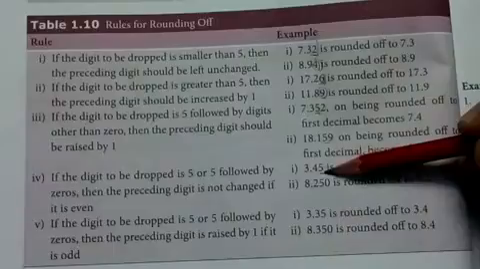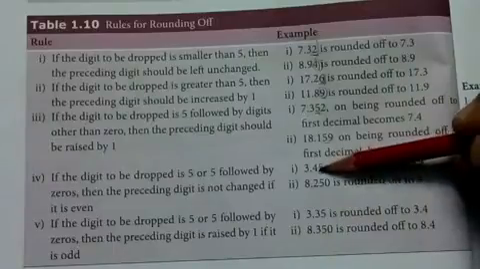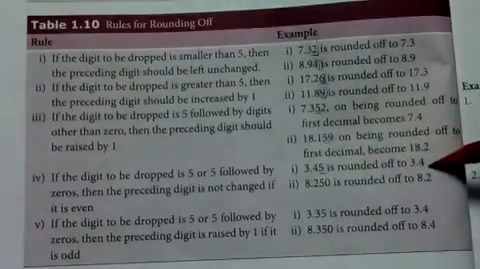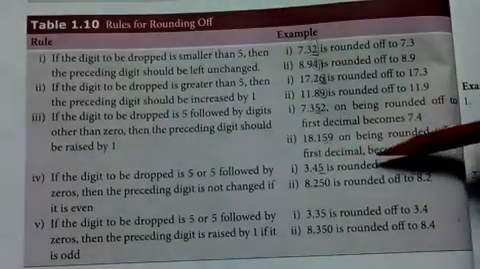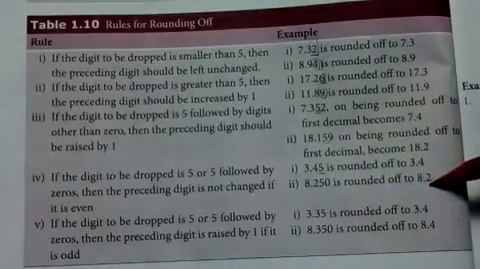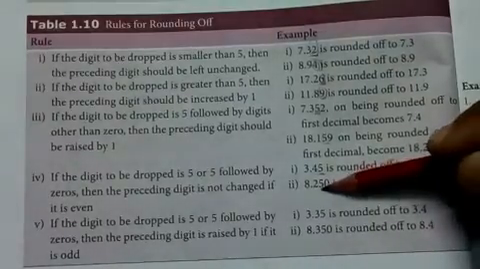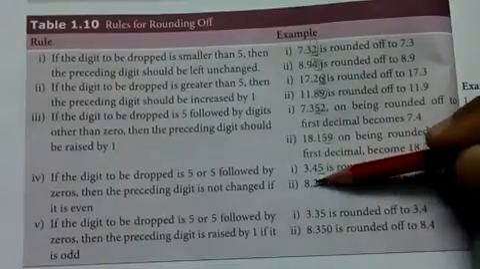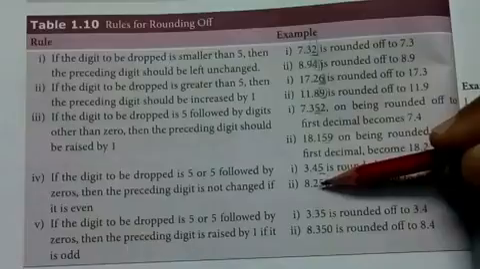See the last number, you must drop 5, but you see this 4 is an even number, so just leave it as it is. So for even numbers, leave it as it is. Next one, 8.250 is rounded off to 8.2. How? Because just see here, this 5 is there and you must drop this 5. Here 2 is there, which is even, so just leave it as it is. So even numbers, leave them.